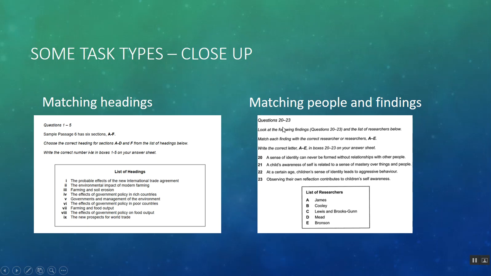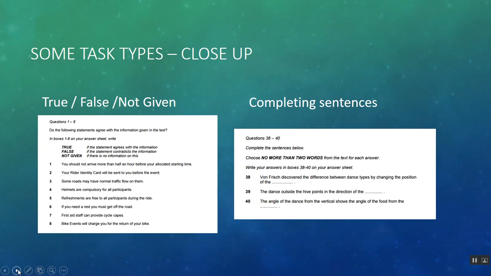In the case that I show you on the left, on the right, you have got researchers that you will have to match with the findings that they have made. On the left you find examples of true, false and not given, with appropriate explanation of what is meant for true, what is meant for false and what is meant for not given. And on the right you're given an example of completing a sentence, filling the gaps in the sentences.